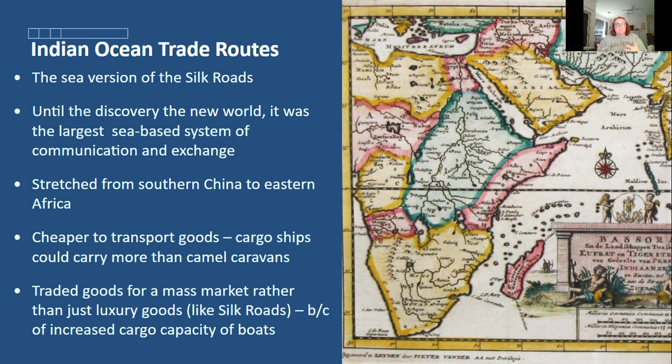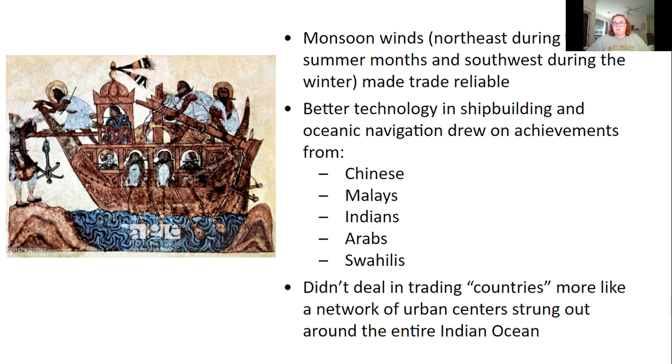It was a much cheaper way to transport goods because cargo ships could carry a lot more than camel caravans. And they traded goods for a mass market rather than just luxury items, which is what was set up on the Silk Road. Because of this, you had this increased cargo capacity of boats. You could sell more in these mass markets than just luxury items.